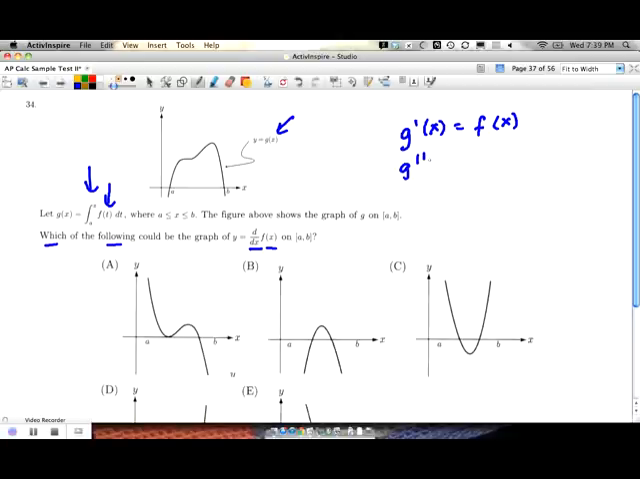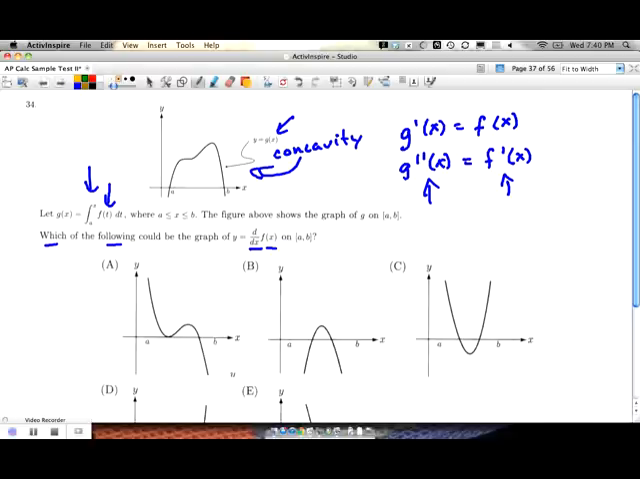Then that means that g double prime of x is actually going to be our derivative, f prime of x, or the derivative with respect to x of f of x. So that means we're looking at g double prime of x to interpret f prime of x. Well, g double prime of x would represent the concavity, or second derivative, of this original picture. So we're looking at the concavity of this picture.